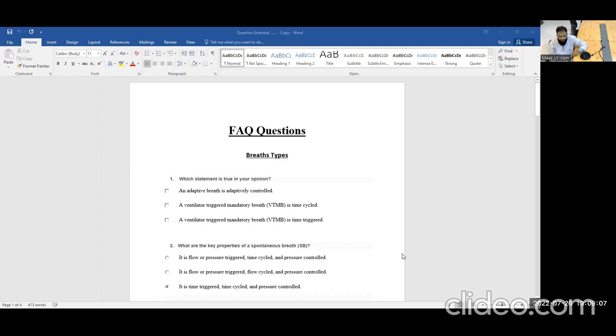An adaptive breath is adaptively controlled. A ventilator triggered mandatory breath, VTMB, is time cycled. Number three, a ventilator triggered mandatory breath, VTMB, is time triggered. So the answer is all three are correct.